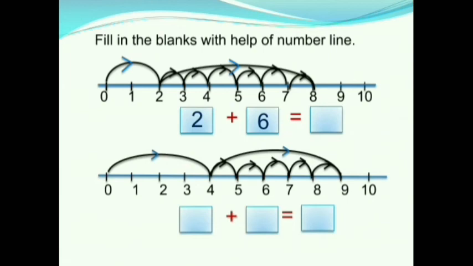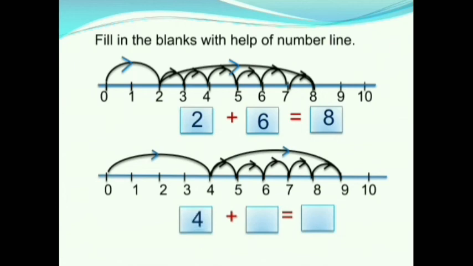Now we should add 8. 2 plus 6 equals to 8. So we will write 8 in the next box. Children, see the next question. The first arrow mark is from 0 to 4. So we will write 4 in first box.